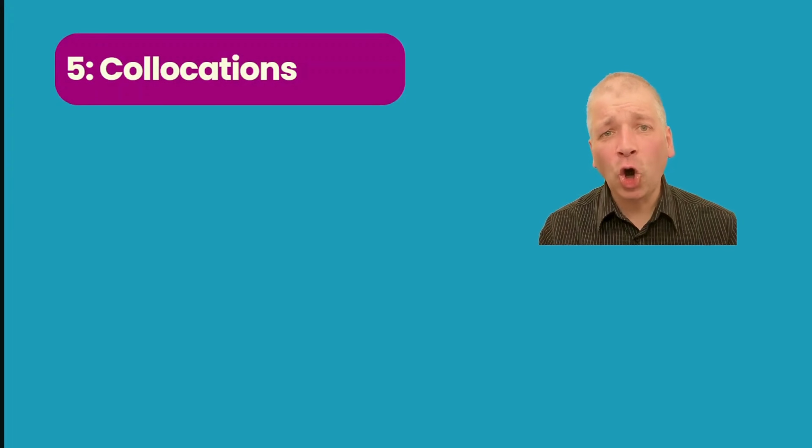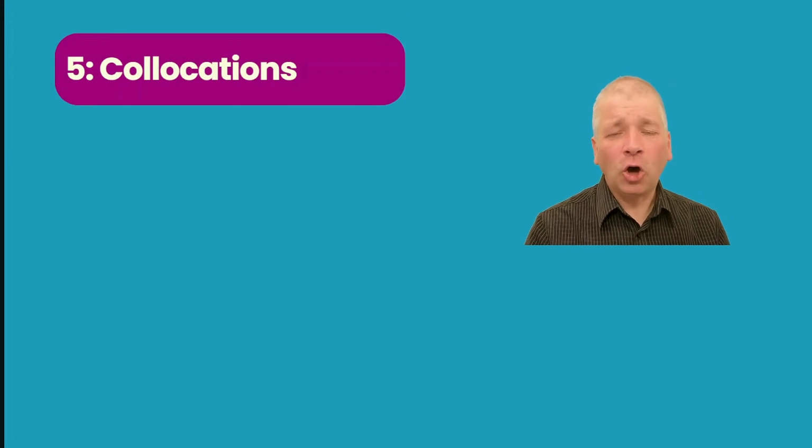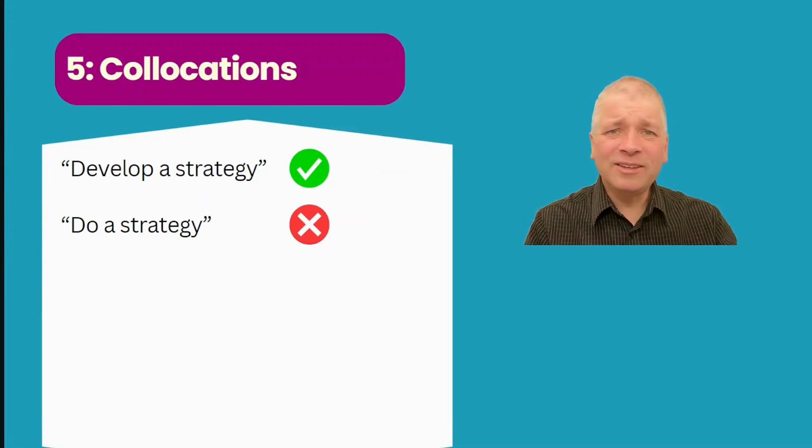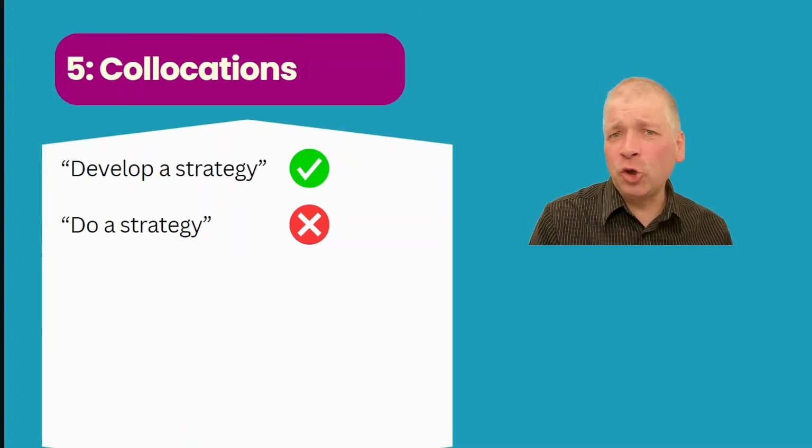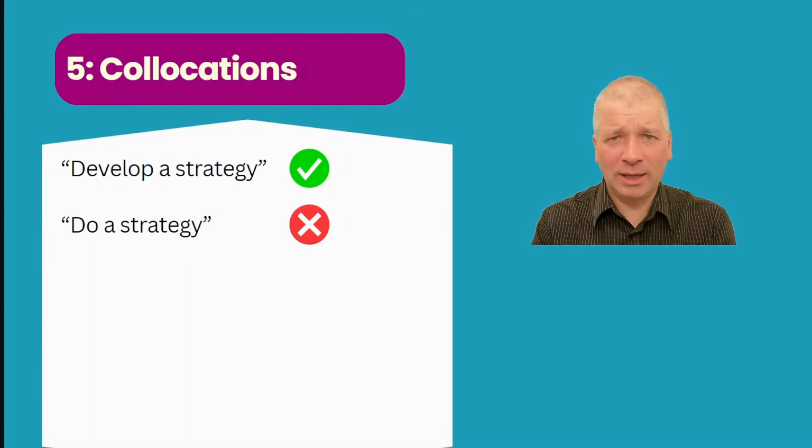5 is collocations. Collocations are words that usually go together. For example, developer strategy is a collocation, but doer strategy is not a collocation.